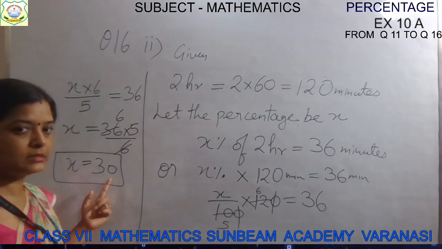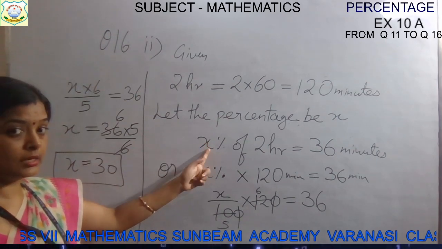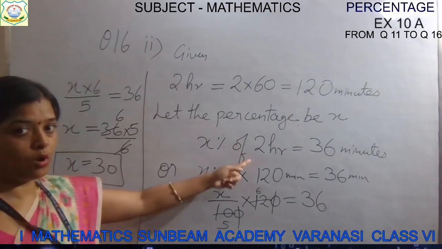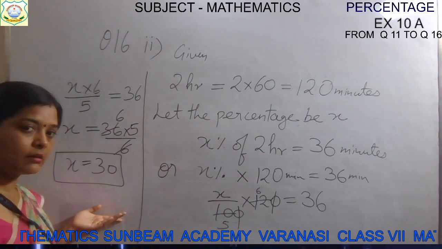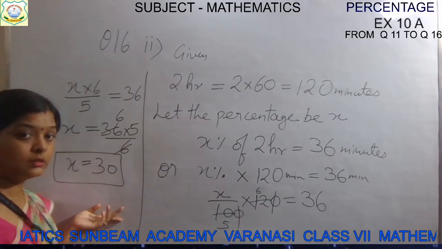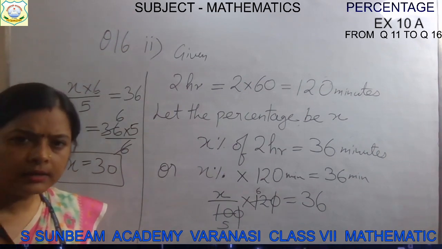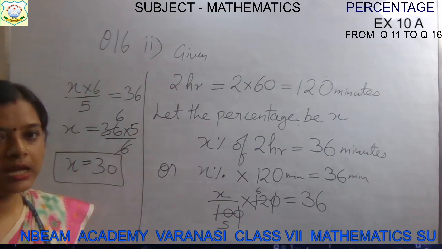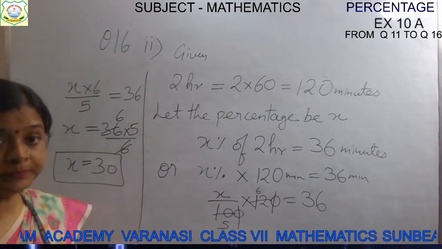This is the percentage value, the x value. Put x here. So 30% of 2 hours is 36 minutes. After writing this, write down the statement: Hence, 30% of 2 hours is 36 minutes. Clear? I think it's clear. If not, please revise it again.